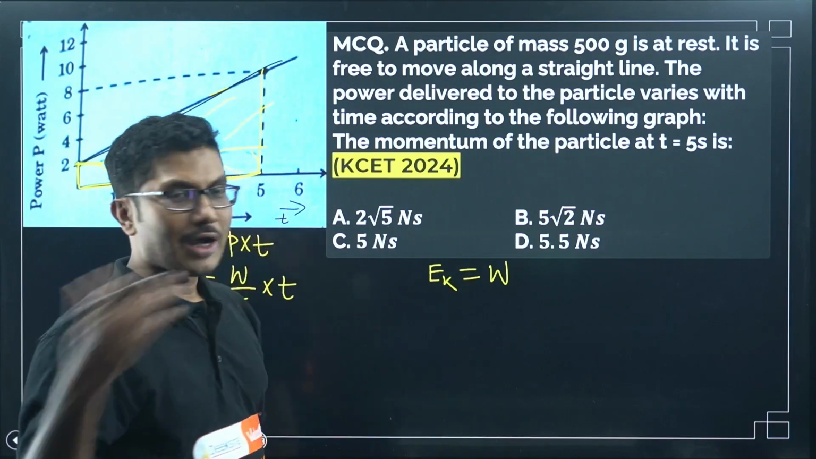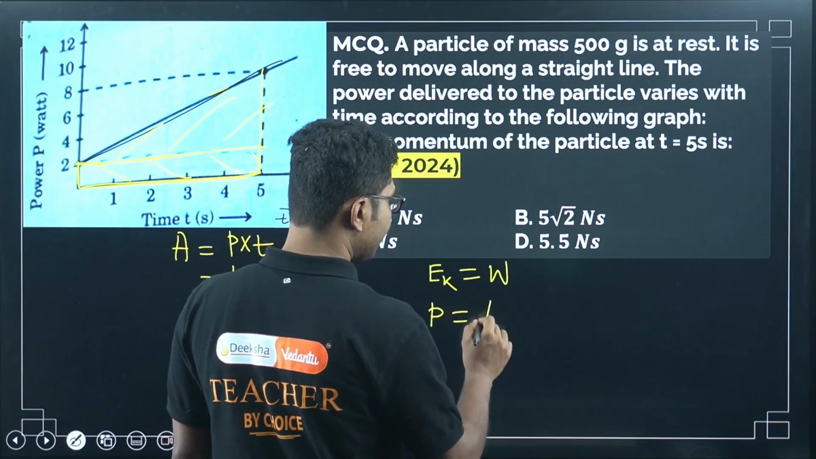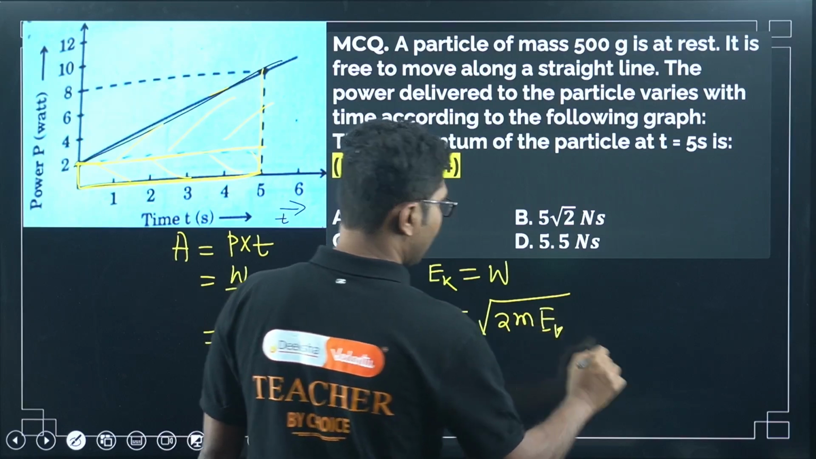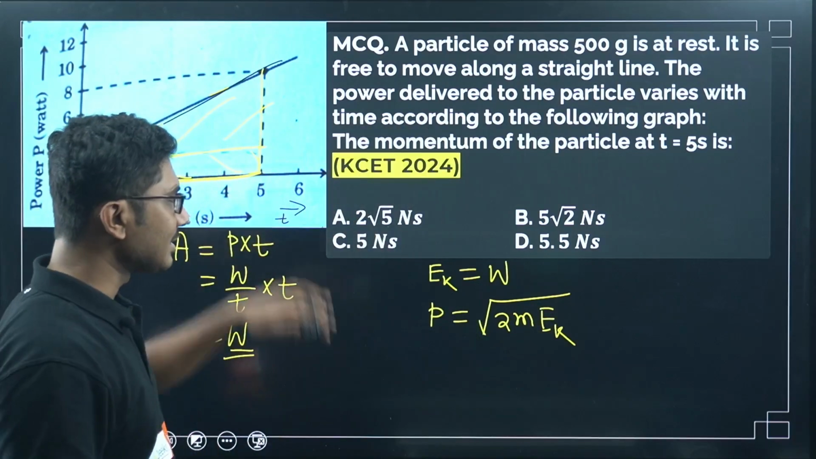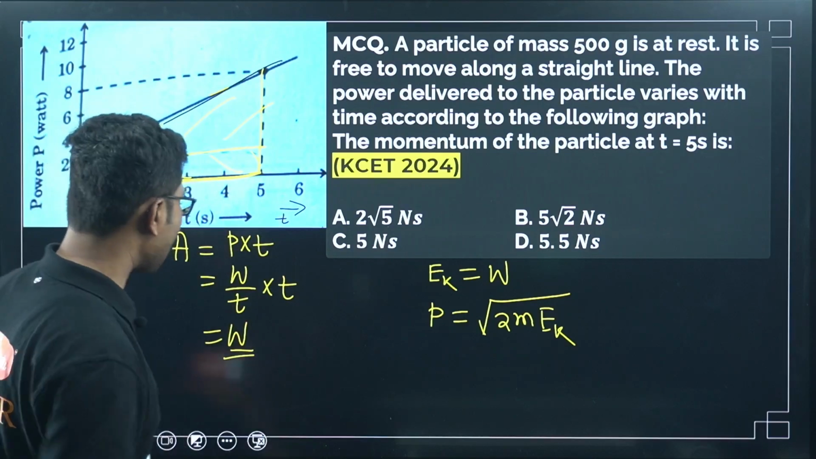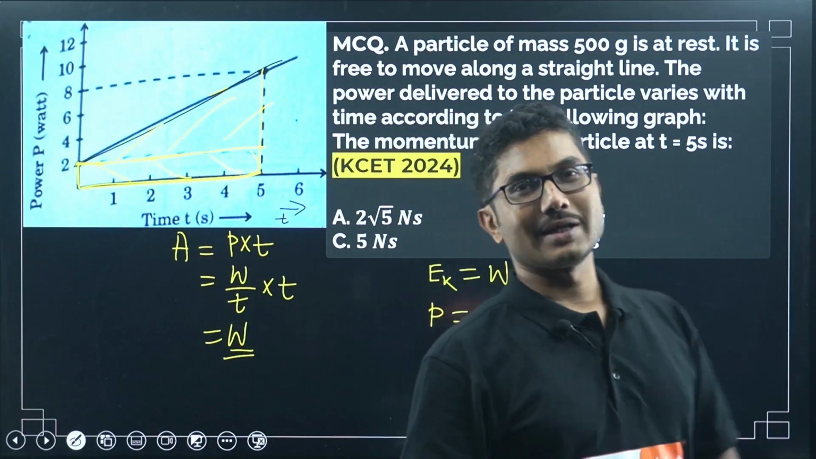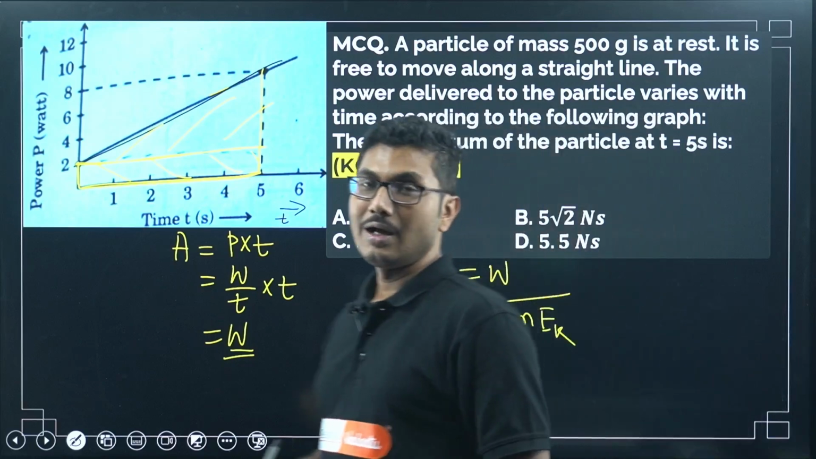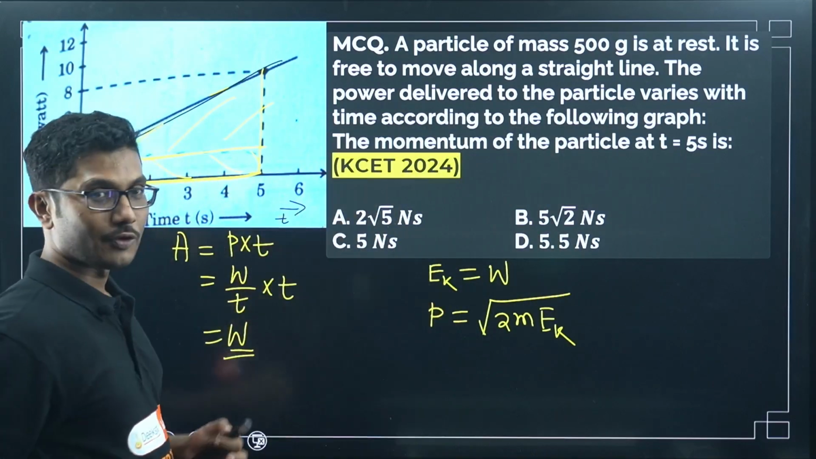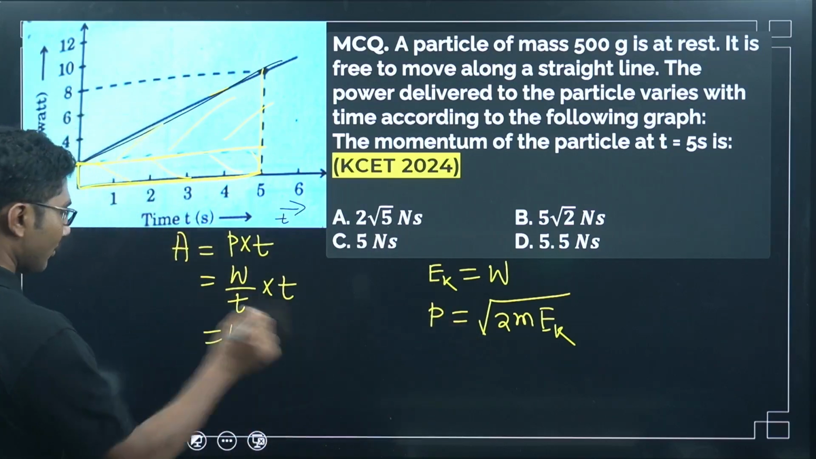Now you have to calculate the momentum. To calculate the momentum, you have to use this formula, P equals square root of 2m Ek. So all the formulas, all the concepts that we have learned are coming here. First you have to calculate the work done by calculating the area under the graph. Then kinetic energy will be equal to the work done by virtue of the work energy theorem, and then you can calculate the momentum. So let's calculate the work done first.